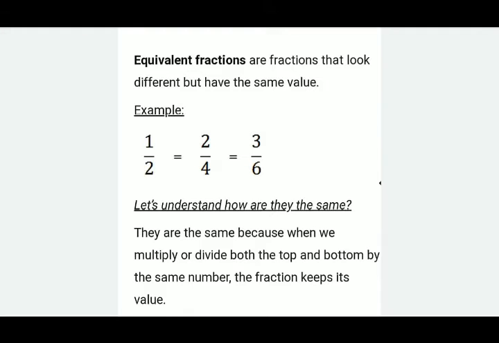If we multiply by 2, then what will we get? 1 multiplied by 2, we get the answer 2. And now the denominator is 2. Now again we multiply the denominator 2 with 2. Then 2 2s are 4. So what are we getting? 2 by 4. Similarly, if we multiply 1 by 2 with 3, then we will get 3 by 6. So these are equivalent fractions.